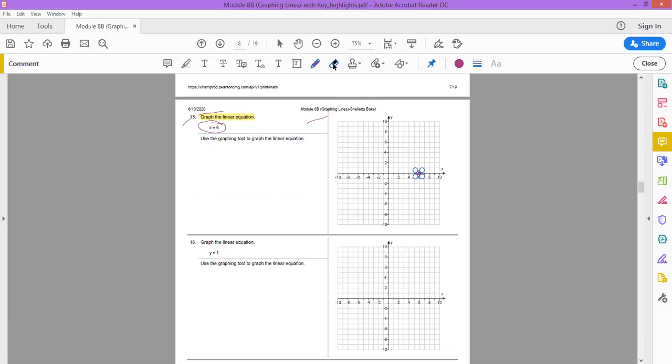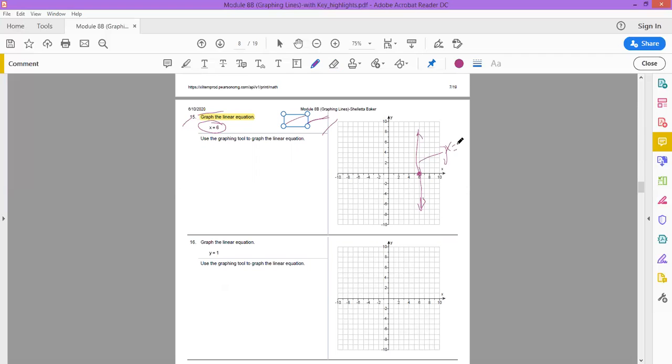So our point is x equals 6. So we're going to go to the x-axis and plot that point right at 6. Now remember, when you're doing your graphs, you're going to need at least 2 points. The graph of this line moves up and down through the x-axis. It's a vertical line that cuts through the x-axis at 6.